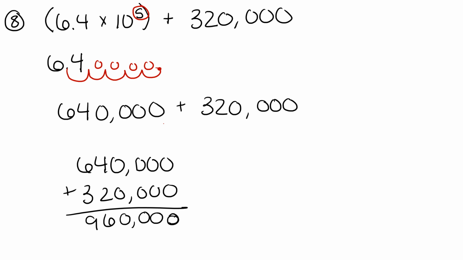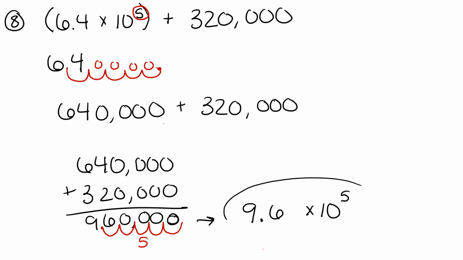We want to rewrite that answer in scientific notation, so we move the decimal 1, 2, 3, 4, 5 times back towards the first number. And so our final answer becomes 9.6, always times 10, and it's to the 5th power.